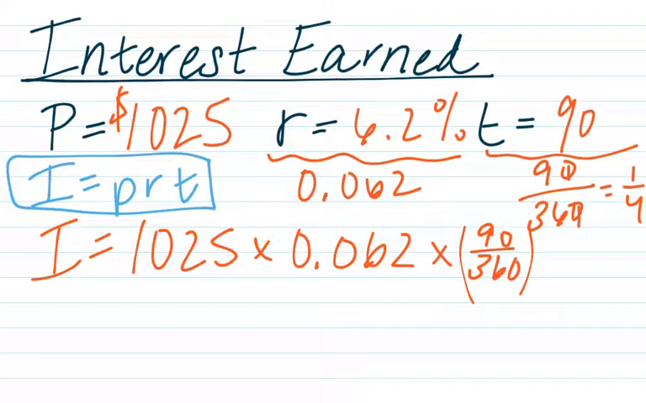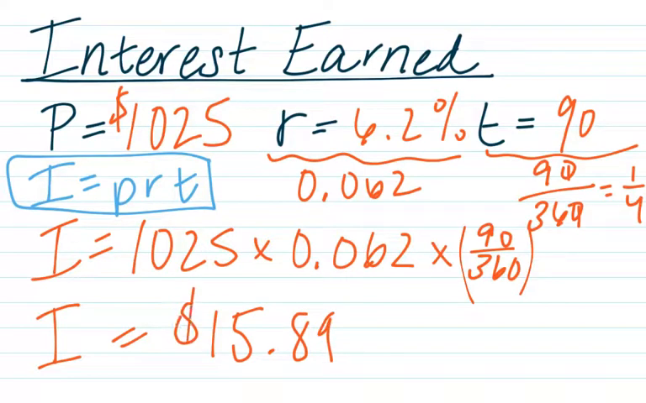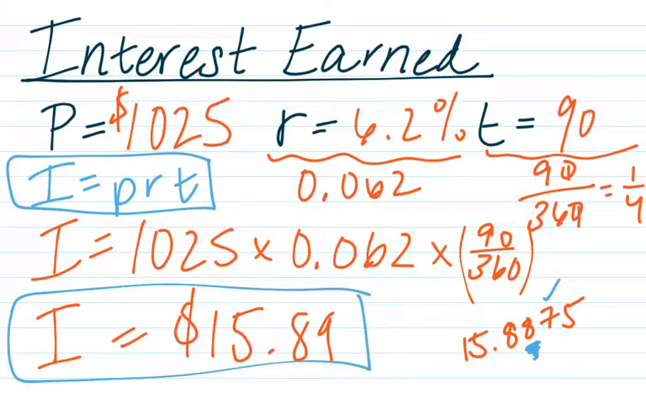So when I multiply this out, I get that interest in this example is equal to $15.89 when you round to the nearest cent. Again, it's 15.8875, but if I'm rounding to the nearest cent, that is the hundredths place. My check digit is 5 or greater, so that rounds up to a 9. Okay, so our interest is $15.89. There are 4 more examples you can try on your own. If you have questions about them, please email me and let me know.